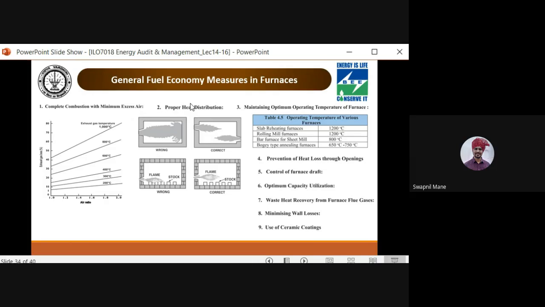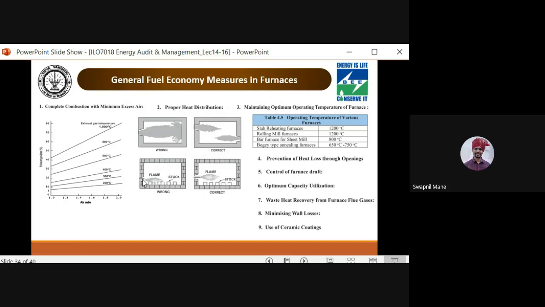The second economy measure in furnaces is proper heat distribution. You see that the stock and flame should not come in contact with each other directly. There should be some space so that proper mixing of the flame takes place, because I have shown you that the heat transfer by the flame to the stock should be by convection and radiation. So proper flame propagation is needed. This is the wrong method of flame propagation. There should be two flames so that the entire furnace area is covered.